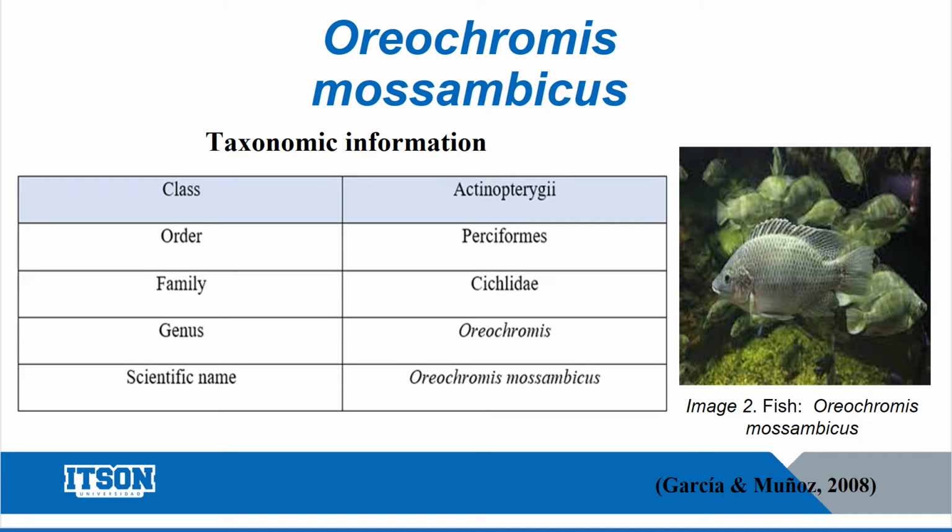Now we will talk about the species from which the molecule of interest is obtained. Oreochromis mossambicus is a species of fish of the Cichlidae family in the order of the Perciformes. It is included in the list of the 100 most harmful invasive alien species in the world by the International Union for Conservation of Nature.